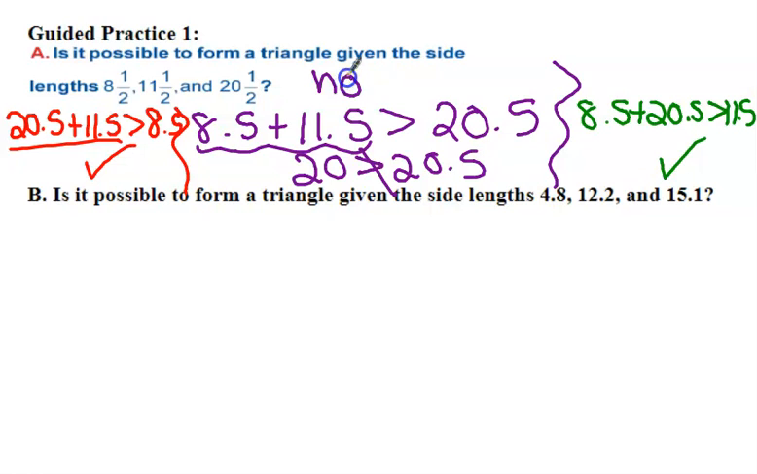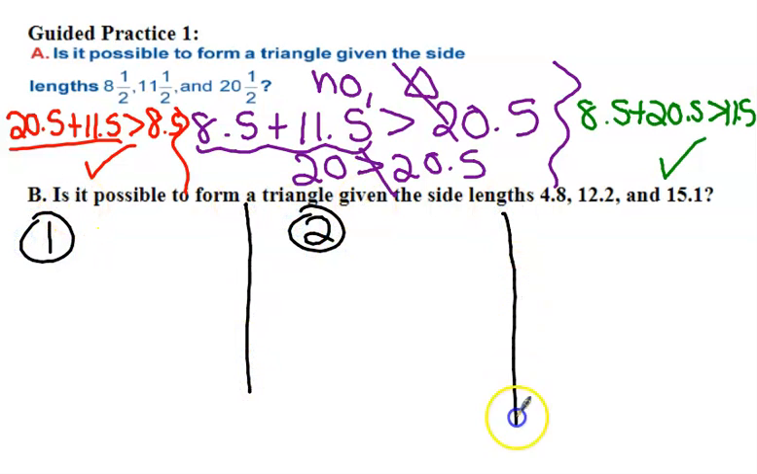No, so this could not be a triangle. Okay, so again, making the different combinations and seeing if it's yes or no. So now I want you to try B. What are the three situations? What are the three scenarios?